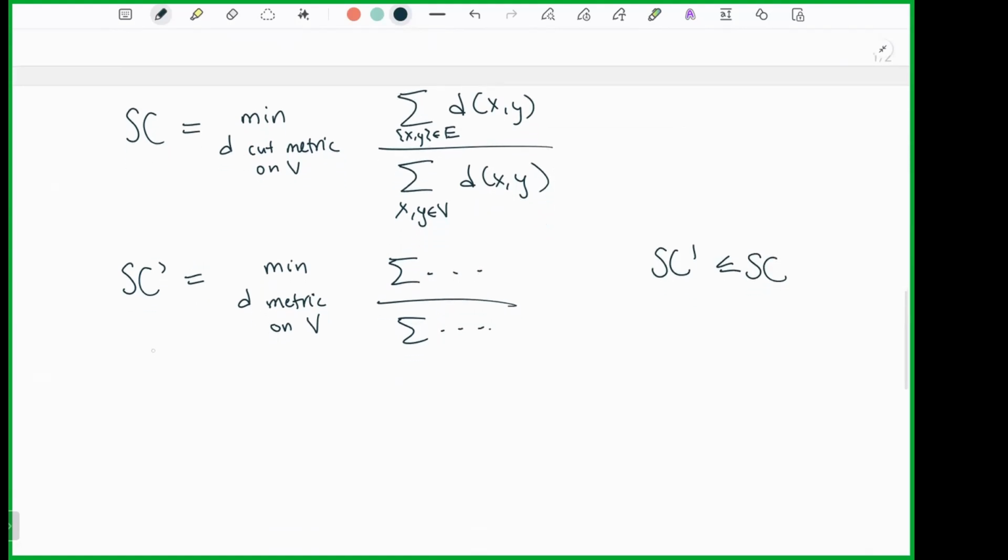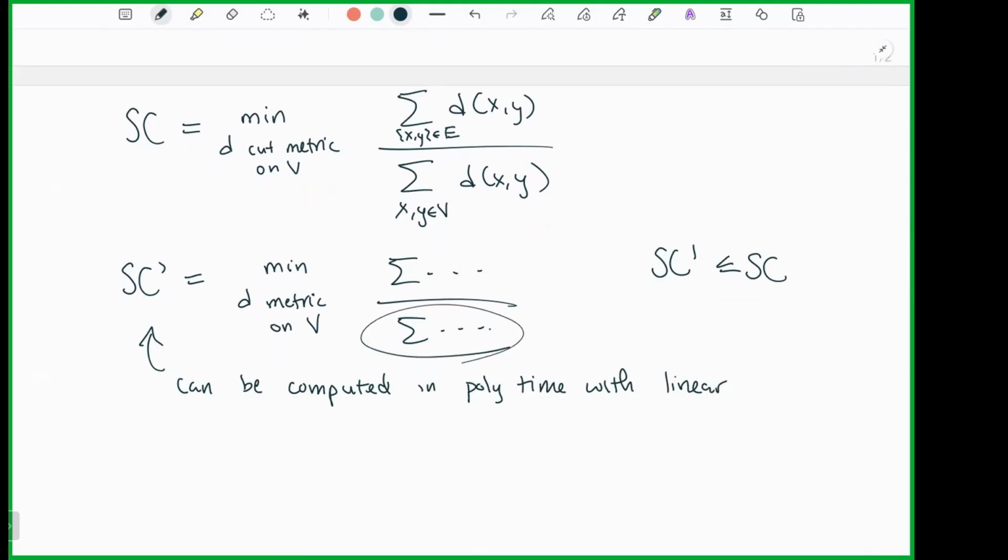That's one observation. Another observation, which is not as straightforward to see, is that SC prime can be computed efficiently, in polynomial time, with linear programming. If you rewrite things, homogenizing so that the denominator is equal to 1, and you check the conditions: the constraint that these are metrics consists of linear constraints, and the top is linear. Making the denominator equal to 1 is linear. So this is a linear program. It can be solved efficiently, so we have a polynomial time algorithm.